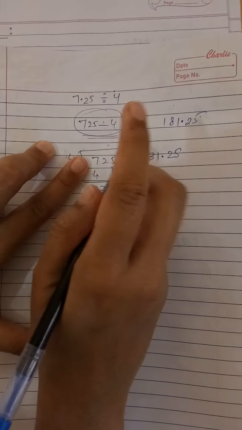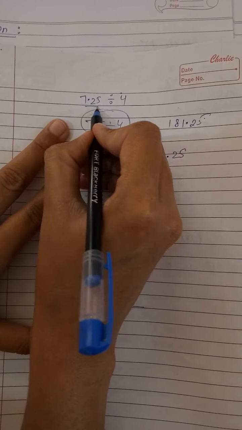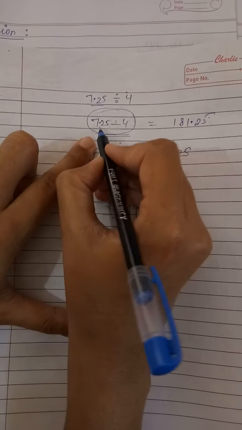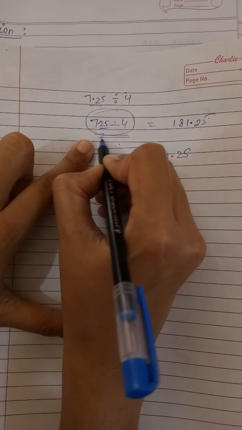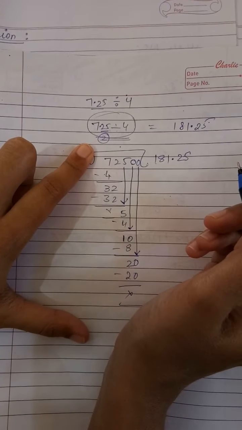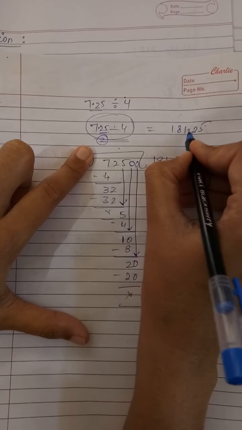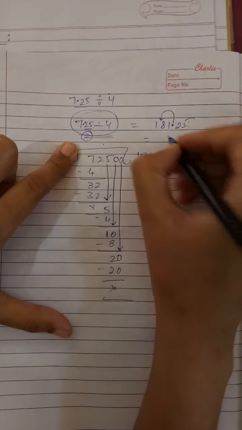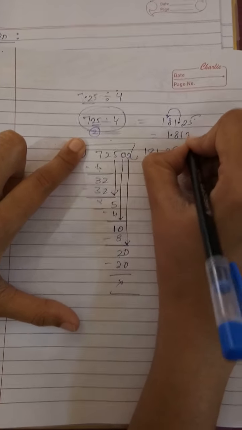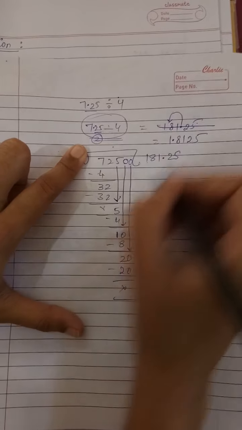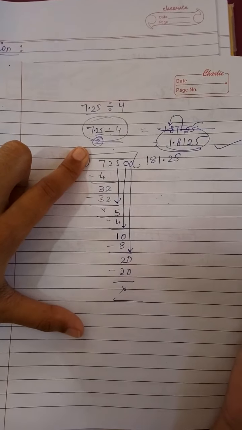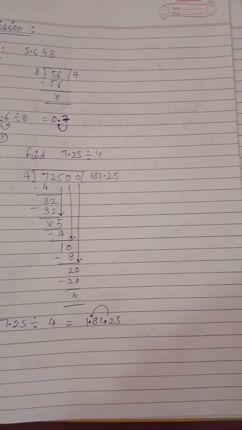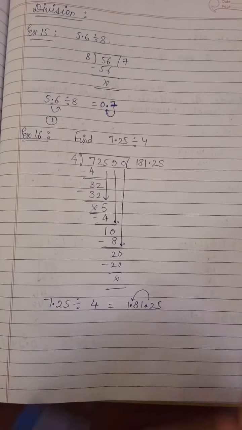But in the question a decimal was there, it was 7.25. Now after the decimal, how many digits are there? 2 digits are there. So what I'm going to do is, in my answer I am going to shift this decimal 2 digits back. So my answer will be 1.8125. So 181.25 is not the answer. Now this is the correct answer. I hope it is clear to you. This was example number 16. Right? This only we have done here.